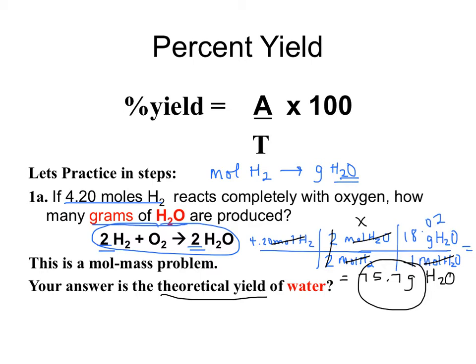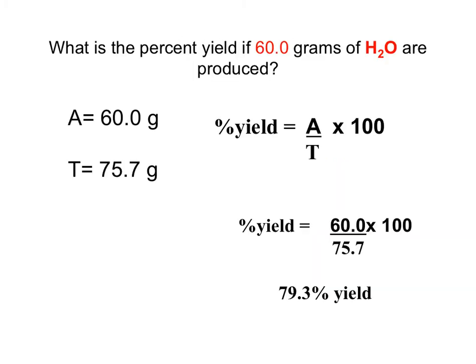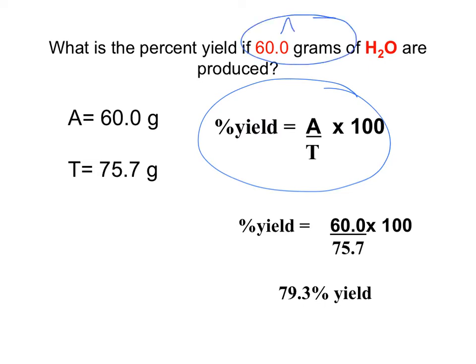So it's important to understand that all those calculations that you just did in the last section, when you have calculated an amount of product, that was a theoretical yield that you were calculating. You just didn't know it at that time. So let's take this problem one step further. If I asked you now, what is the percent yield? If only 60 grams of water were actually produced in lab, you now can figure out what your percent yield would be. And so, of course, we're going to use the equation A over T times 100. Your actual yield was given to you in the problem.